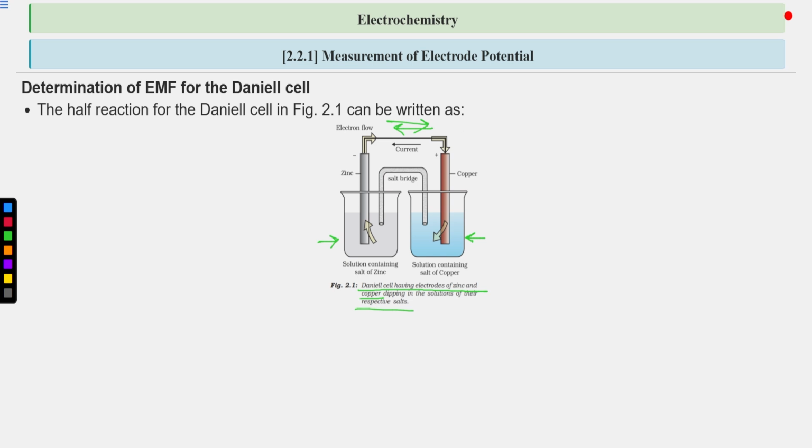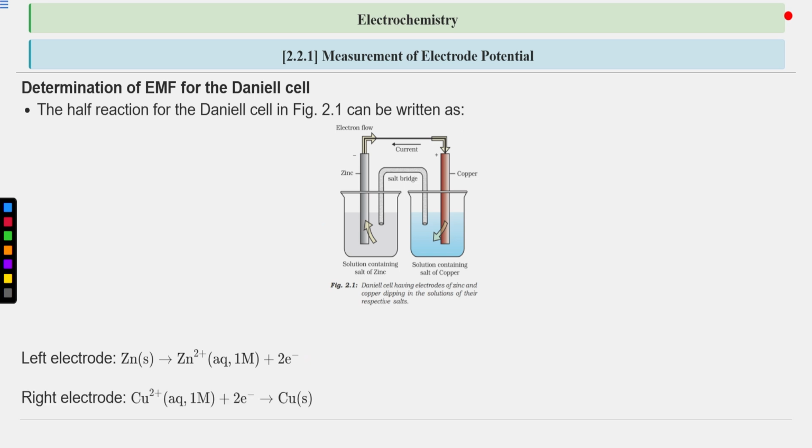So the half cell reactions for the Daniell cell are as follows. At the left electrode, that means the zinc electrode, the reaction is zinc converting to zinc 2 plus plus 2 electrons. That means it is releasing electrons into the solution. Similarly, at the right electrode, the reaction is the gaining of electrons. Copper 2 plus gains the electrons and converts to neutral copper, from 2 positive to neutral copper. In the zinc case, it goes from neutral to zinc 2 positive. So oxidation is happening at the left electrode, which is zinc, and reduction is happening at the right electrode, which is copper.